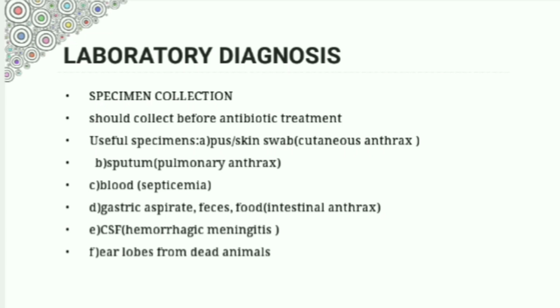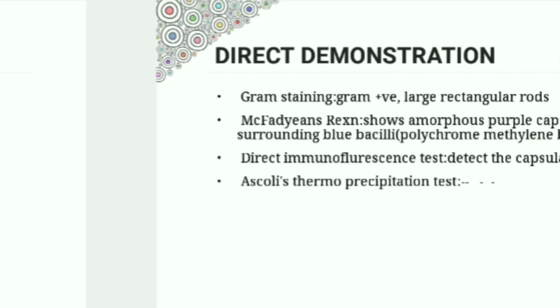Okay, let's think. We can collect the pus or swab from the malignant pustule in case of cutaneous anthrax, sputum in case of pulmonary anthrax, blood in case of septicemia, cerebrospinal fluid in case of hemorrhagic meningitis, gastric aspirate, food or feces in case of intestinal anthrax, which is a very rare and highly fatal condition. You can also collect the earlobe from the infected dead animal.